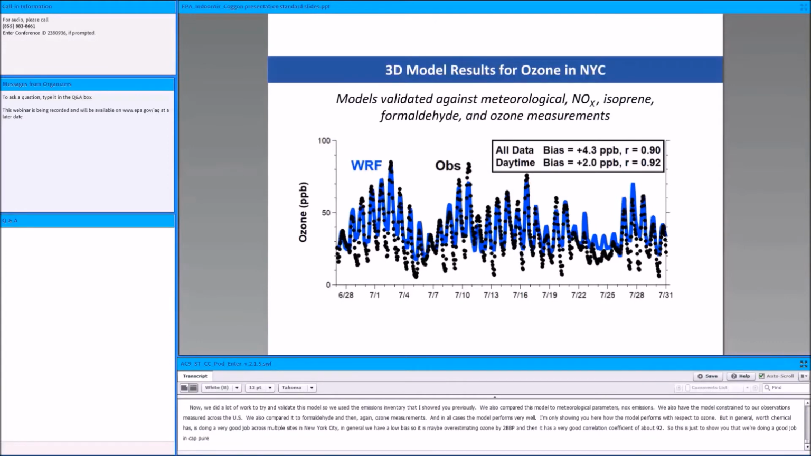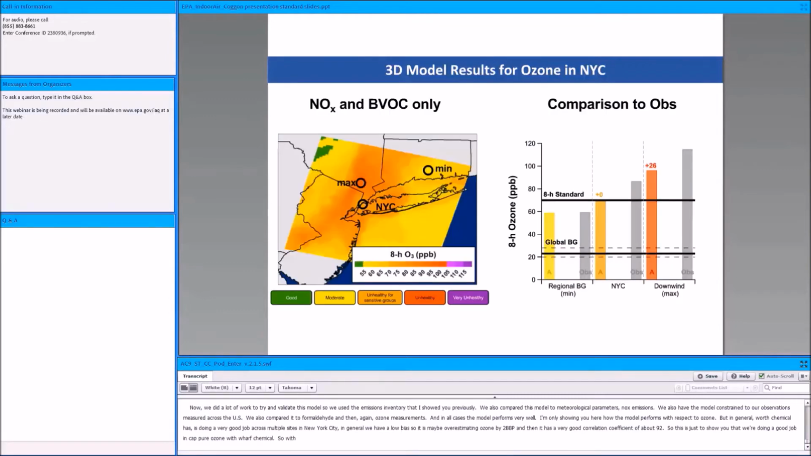So with this model doing a good job, we can start to look at sensitivity analyses to try and understand how much of this ozone that we're observing during these exceedances come from VCPs. So what I'm showing you here is a map of New York City, and these are the WRF-Chem results, 8-hour ozone on the highest ozone exceedance on July 2nd.